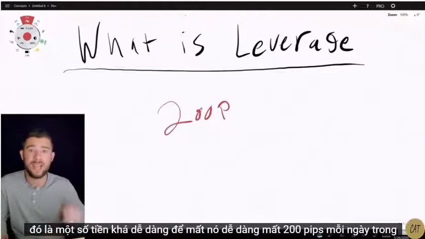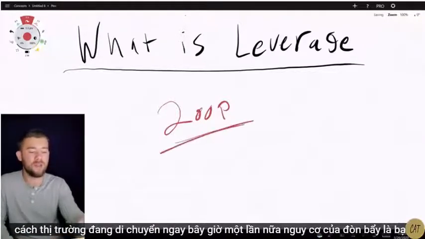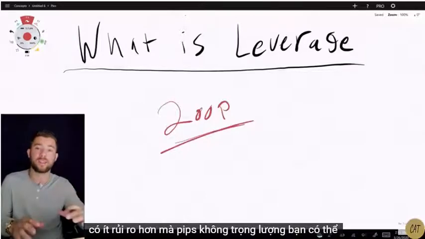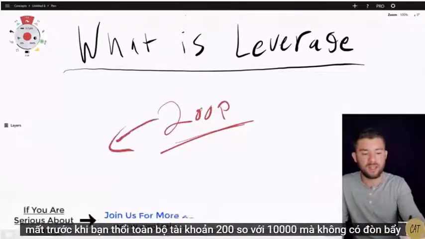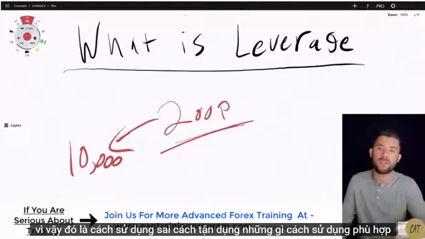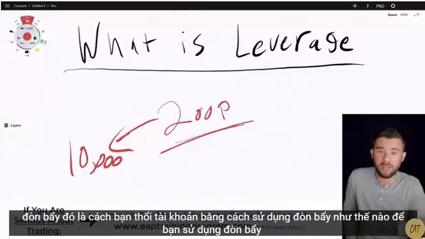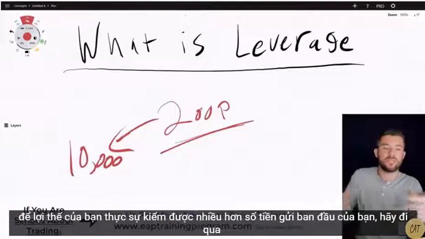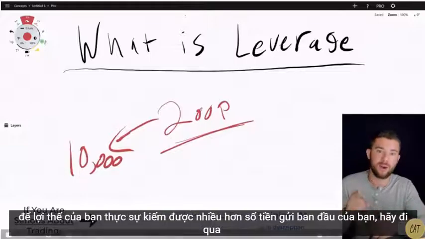And in a day, in the way the market's moving, before you blow your entire account. 200 against the 10,000 with no leverage. That's the problem. What's the proper way to use leverage? That's how you blow an account using leverage. How do you use leverage to your advantage to actually make more than your account?